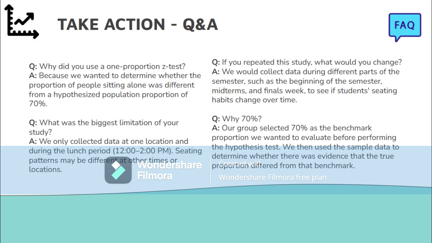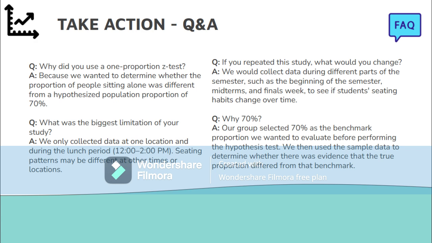On the other side, there are a few things we can do to improve our study, or questions that people would most likely ask. For example, why did we use a one proportion z-test? Because we wanted to determine whether the proportion of people sitting alone was different than our hypothesized proportion of 70%. Another question is, what was the biggest limitation of our study? That being that we collected at one location during lunch period from 12 to 2 p.m.